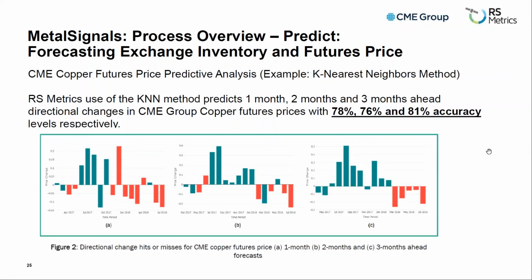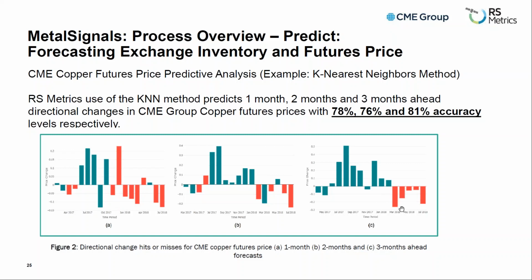So first, just going to go very quickly here, and a lot of this information is available to you after the call. We use a KNN, or a nearest neighbors method, to forecast CME copper futures price 1, 2, and 3 months out, and it's about 80% directionally accurate. And what you're seeing here are these three charts. The bars in the chart, that's not MetalSignals, that's purely just the price data from CME, and it's showing the change for 1 month, 2 months, and 3 months.